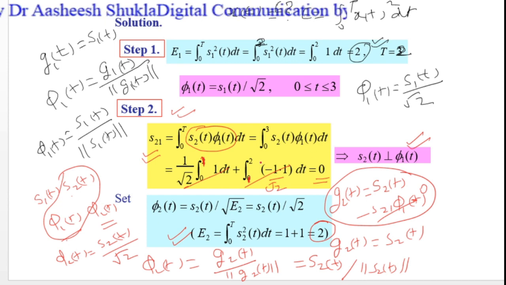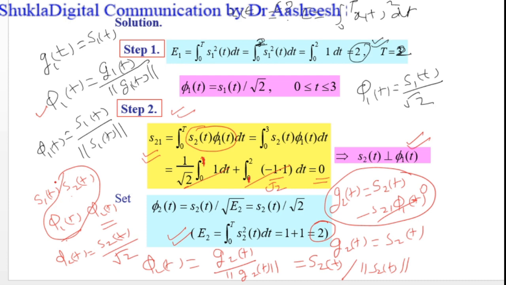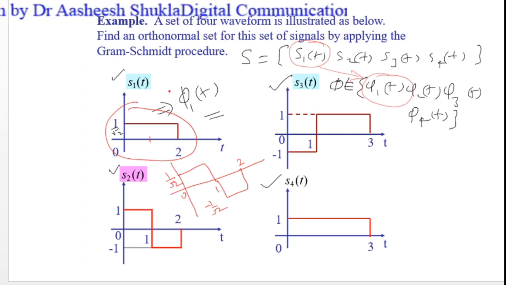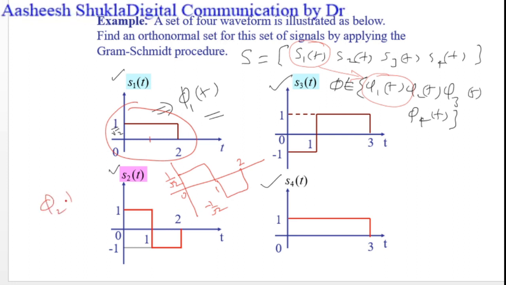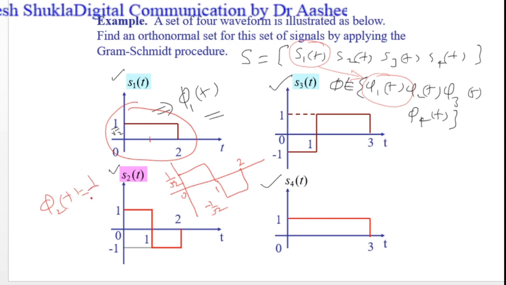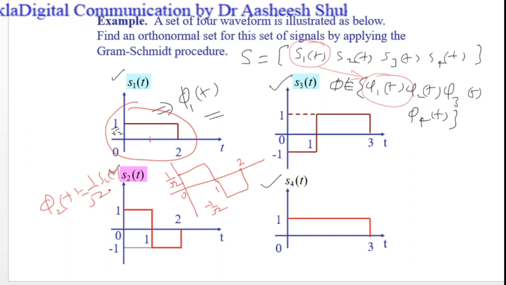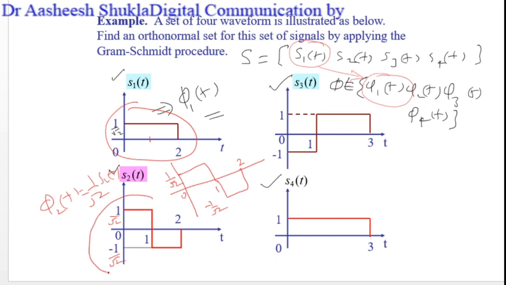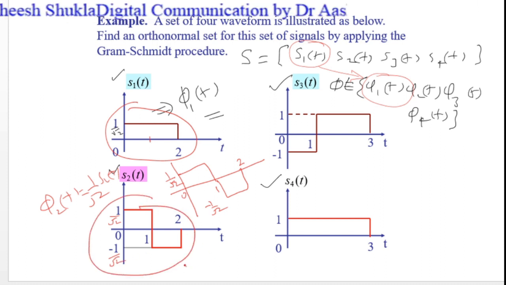So now we have already found the vector phi 1t as well as the vector phi 2t, right? The waveform of phi 2t can again be plotted with the help of S2t. So what is the waveform of phi 2t? It is equal to 1 by root 2 times S2t. So the waveform of S2t will remain the same, we just change the amplitude from 1 to 1 by root 2. This new waveform will be the waveform of phi 2t.